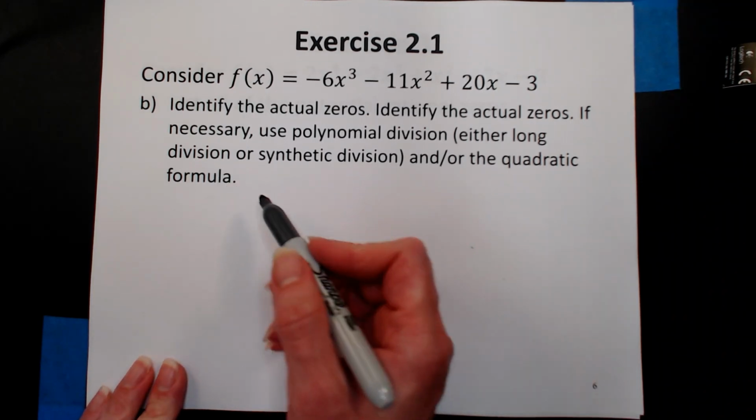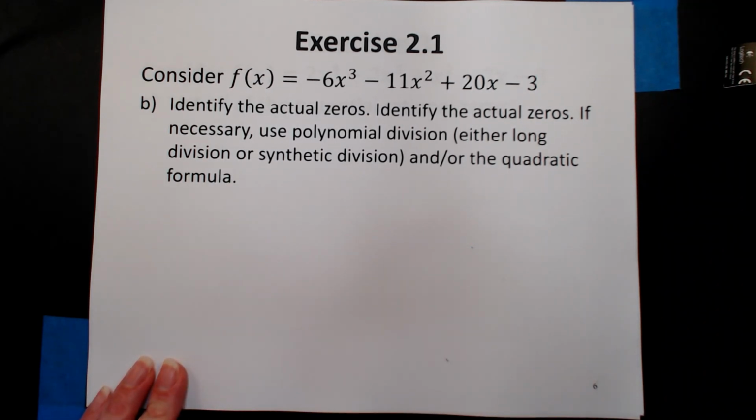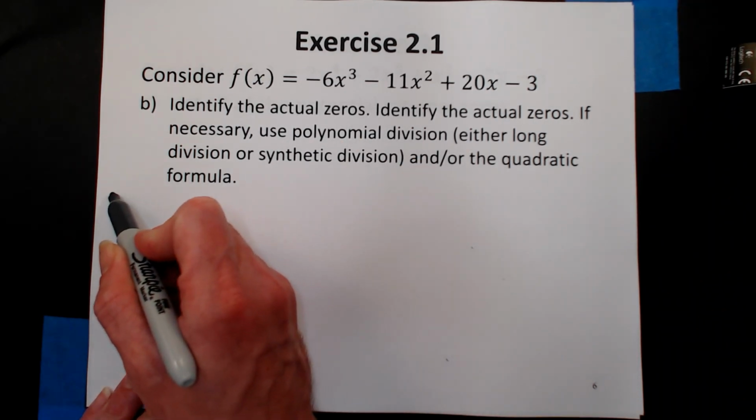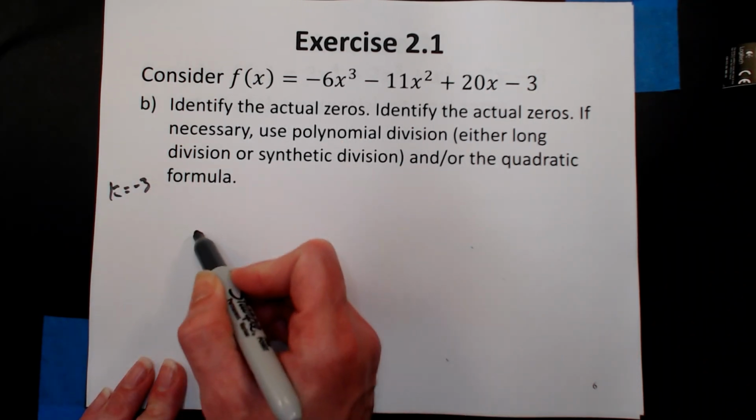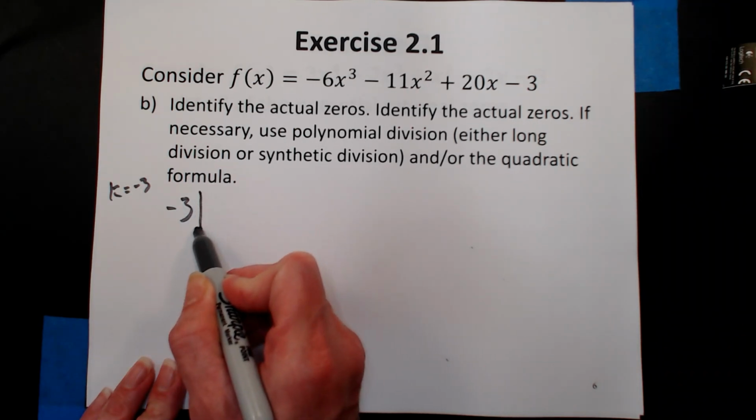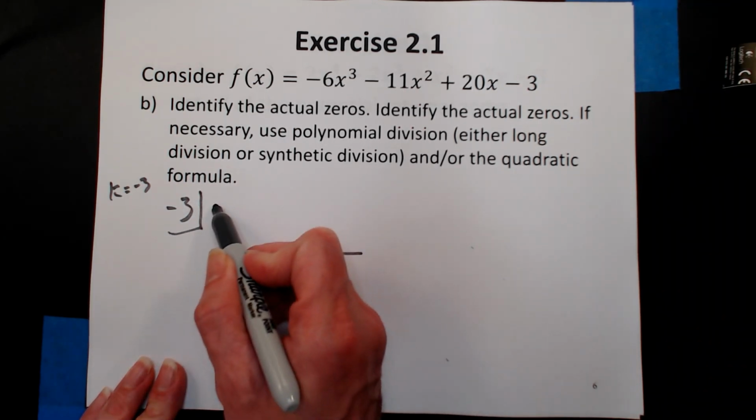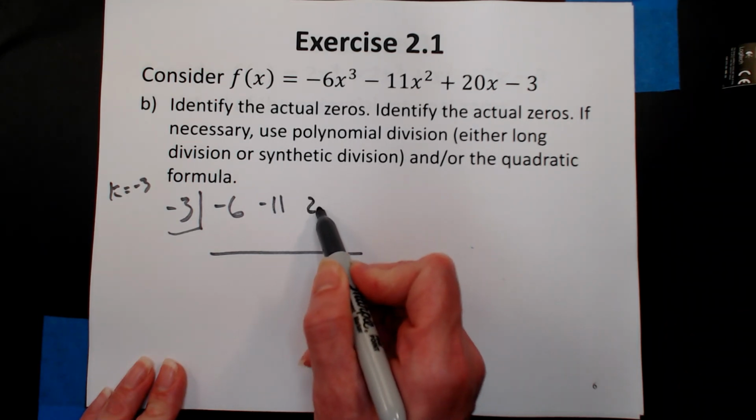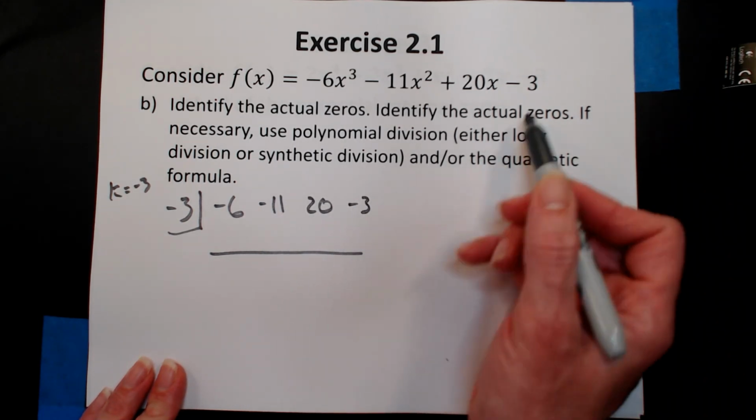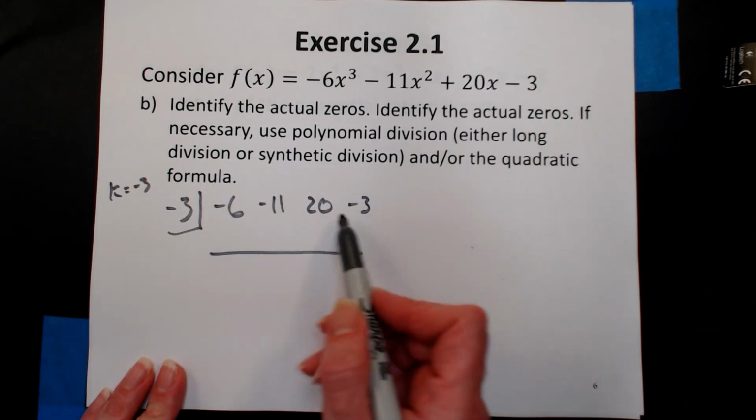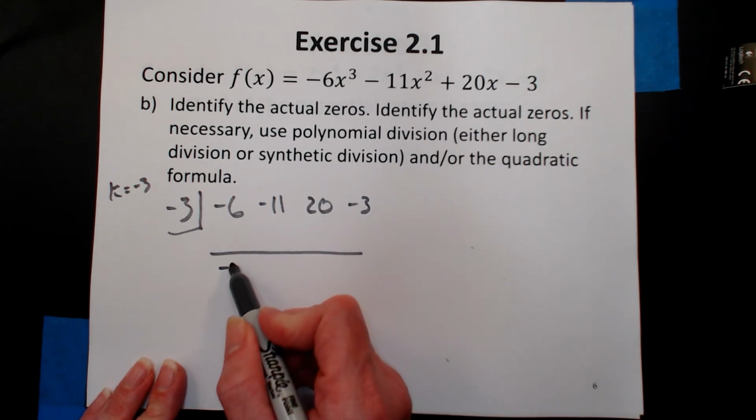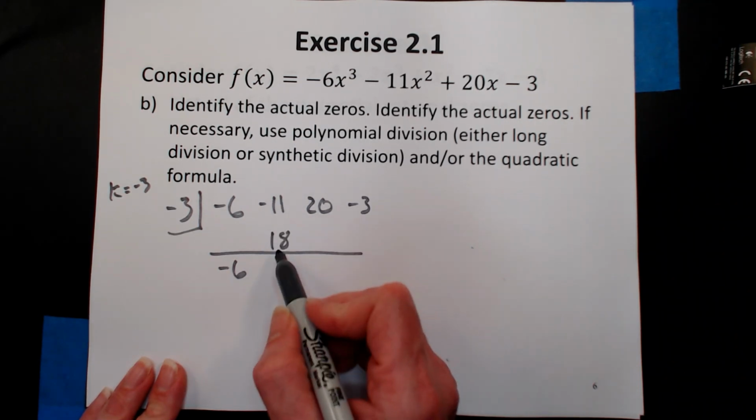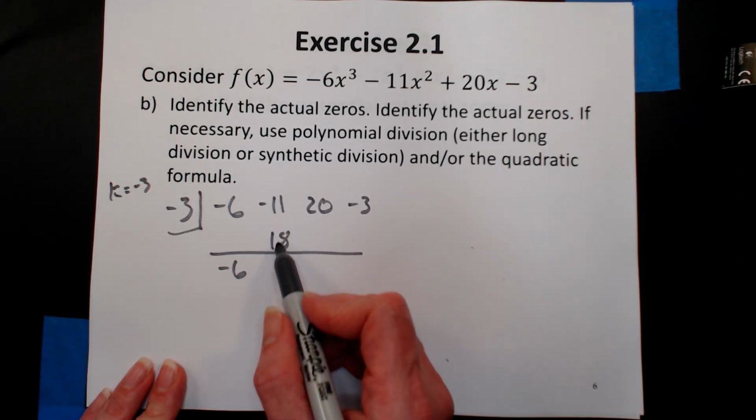Let's try 2. No, we don't have 2, excuse me. Let's try 3 then. Let's try -3. So I'm going to say k is equal to -3. So we have -3, and we're going to have our 6, our -11, our 20, and our -3. And so we have all our powers of x represented here. So I bring this down, so this becomes 6. I multiply these together, it becomes -18. Add these together, and that's going to be what?